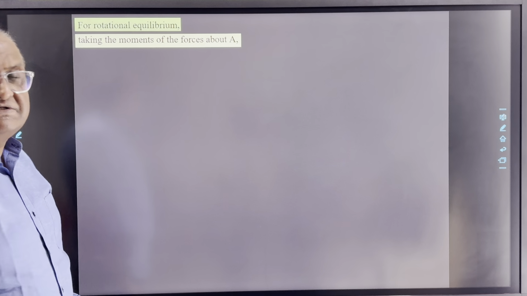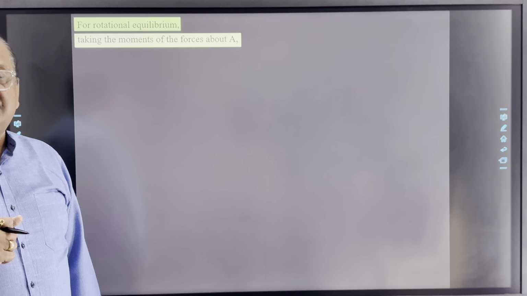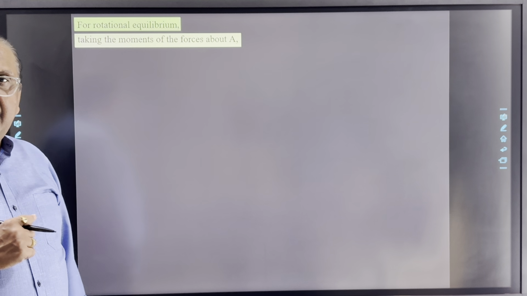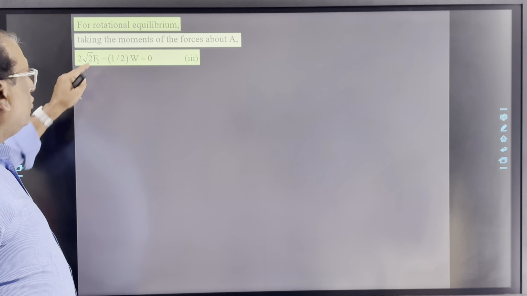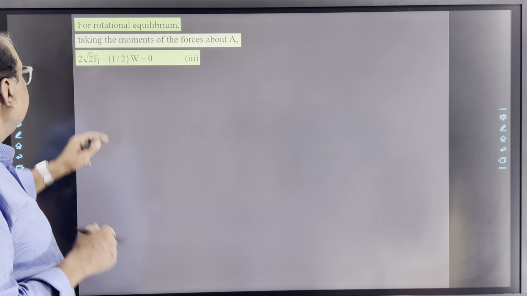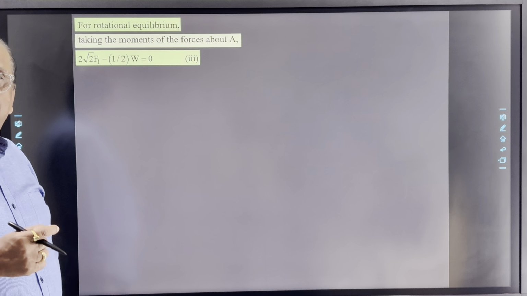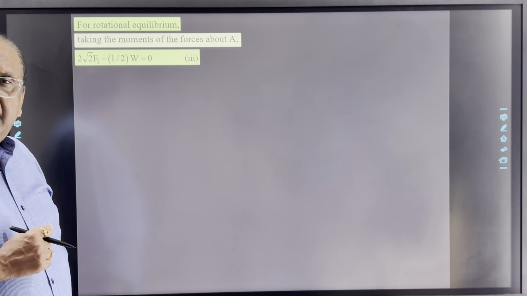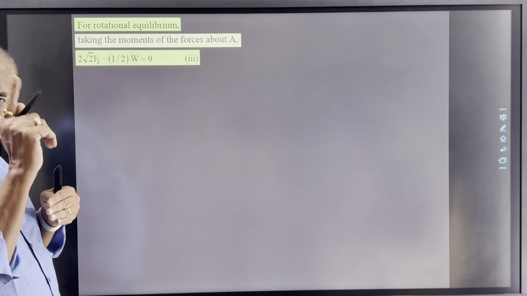Okay. Now consider the rotational equilibrium, and we have to consider this rotational equilibrium with respect to point A. So only two forces will give you the torque, W and F1. So we can write 2 root 2 F1, where 2 root 2 is the perpendicular distance of F1 from point A, minus half W, where the perpendicular distance of weight W from point A is 1 by 2, because from the wall point A is at distance 1 meter.